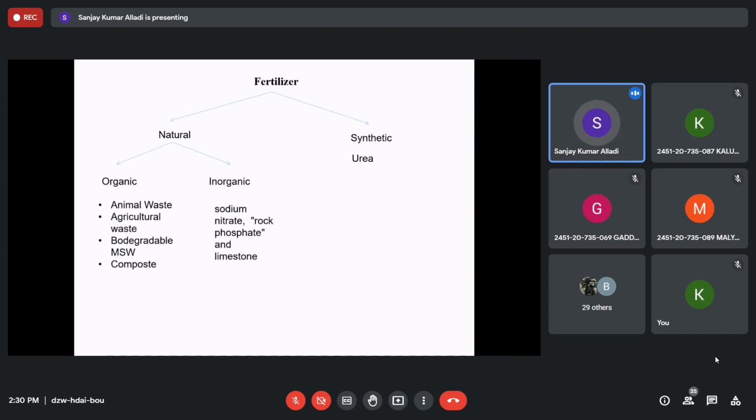So next, agricultural waste, same plant material again, right? But here these are agricultural waste, not eaten up by the animal.